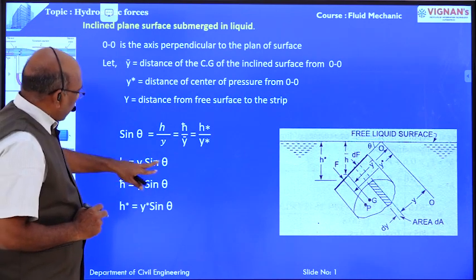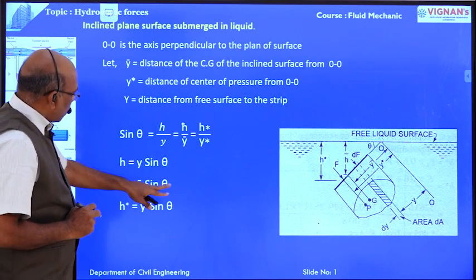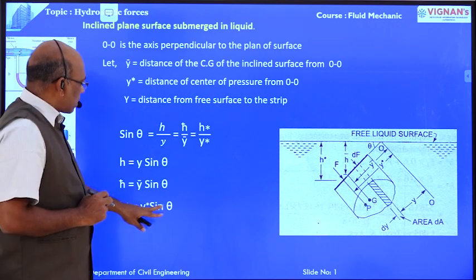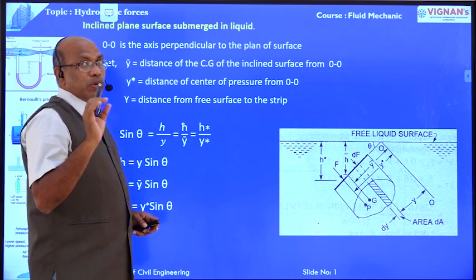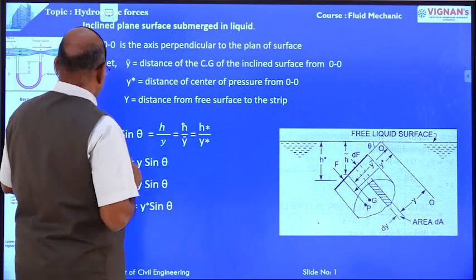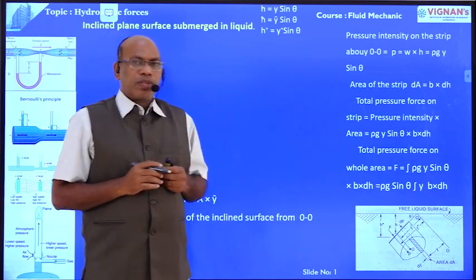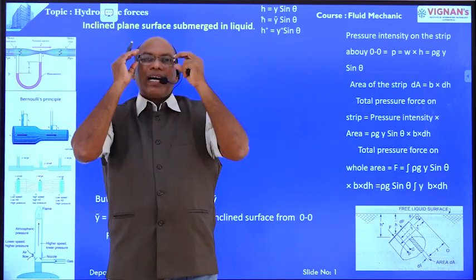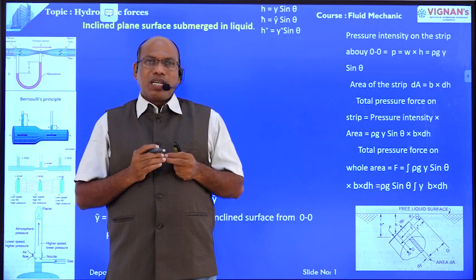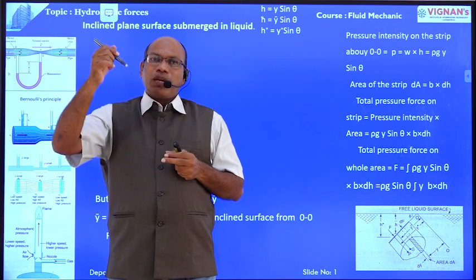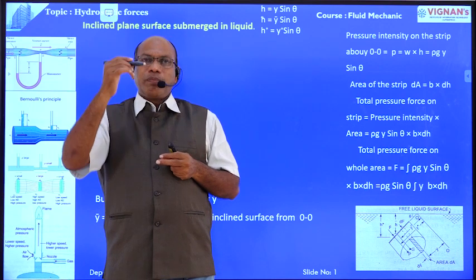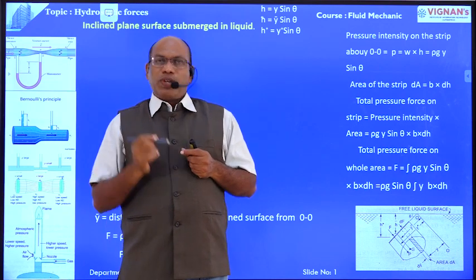Now h is equal to y sin theta, h bar is equal to y bar sin theta, h star is equal to y star sin theta. These points we are going to remember. Right, next one, same steps. First we are going to determine the total pressure if the plane surface is immersed in liquid in such a way that it makes an angle theta with the free surface.